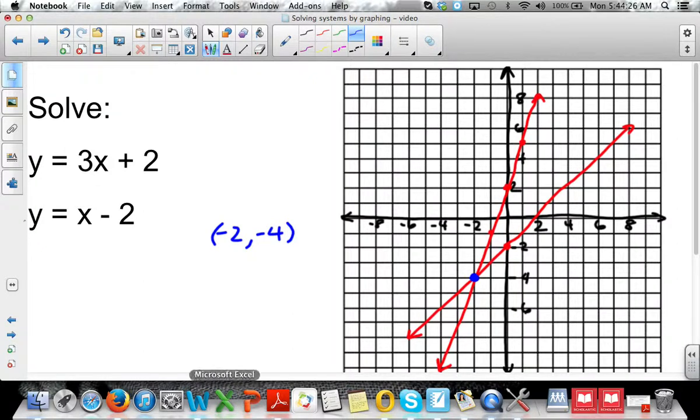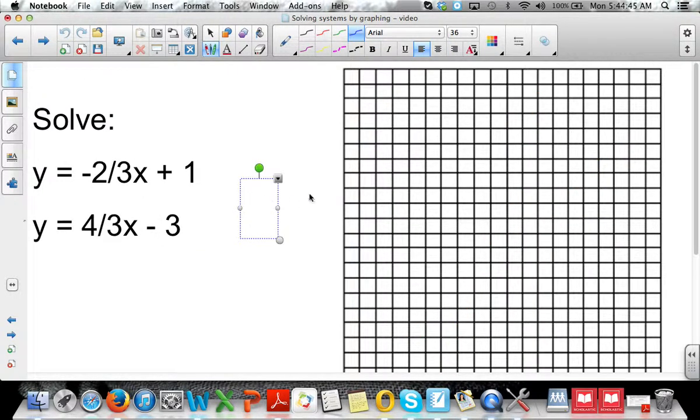That's how I solved that system. I graphed it, and I looked to see where it crossed. Sometimes they won't cross through an exact point, so you'll have to estimate, and that's where our other ways to solve will come in handy. Graphing is really good if it's precise like that. So let's try this one. Let me draw my axes.